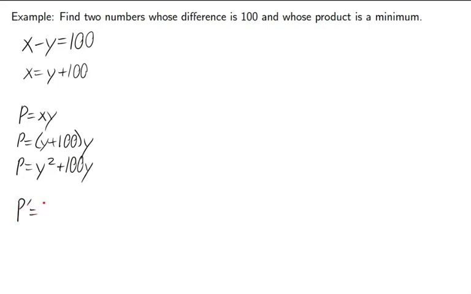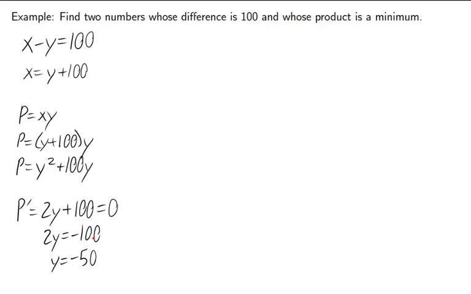P prime equals 2y plus 100, and set that equal to 0. I get 2y equals negative 100, so y equals negative 50. That's interesting, a negative number. You might not have thought of that when you first thought of this question.